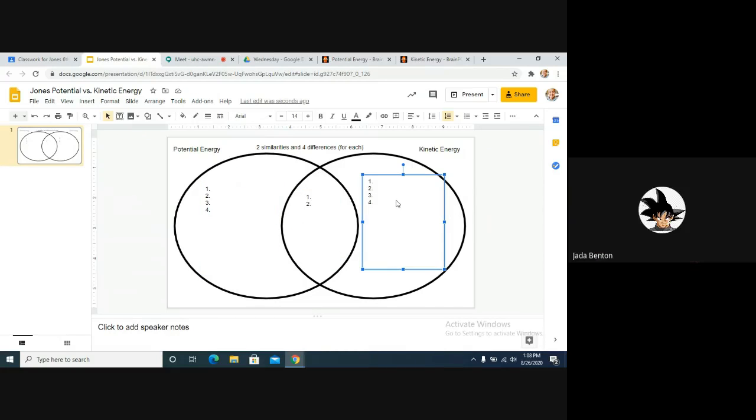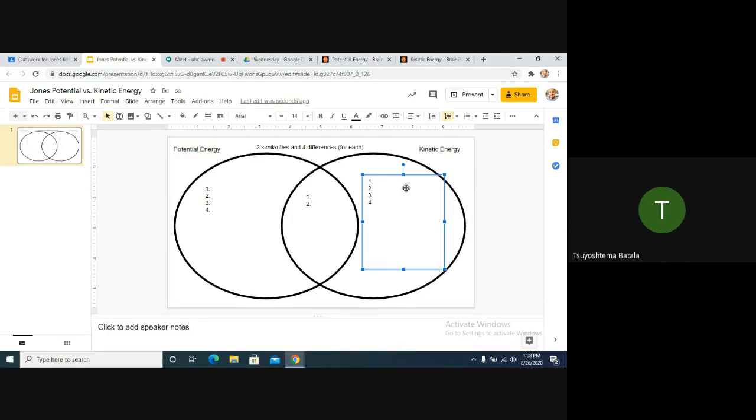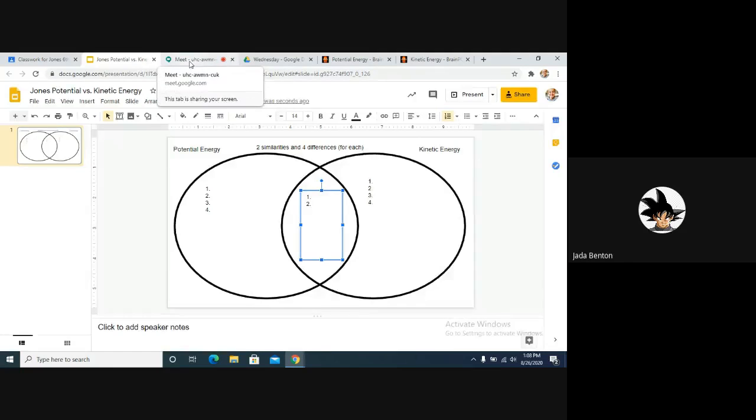On both of them? You need 3 text boxes. One so that you can write 4 differences about potential energy. One so that you can write 4 differences about kinetic energy. And one in the middle to write 2 similarities. Okay? Okay, so go ahead and do that.